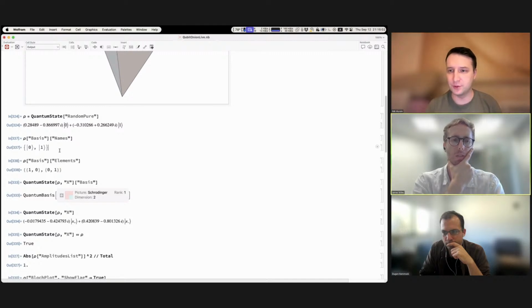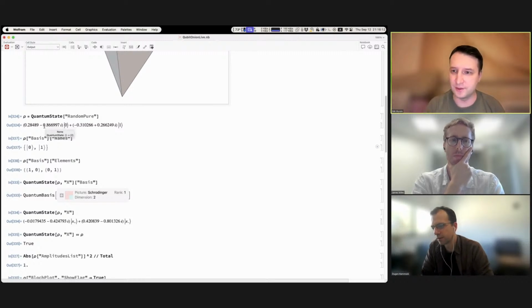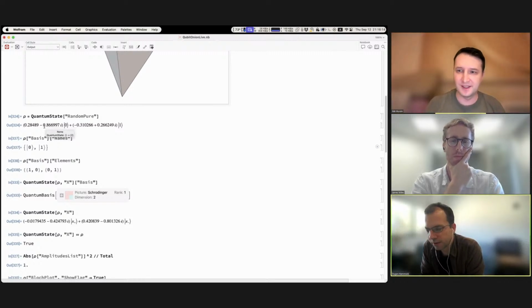You choose those two elements, 0 and 1, and then using those two elements of the vector space, you can represent every qubit by assigning different complex coefficients. This describes one qubit.